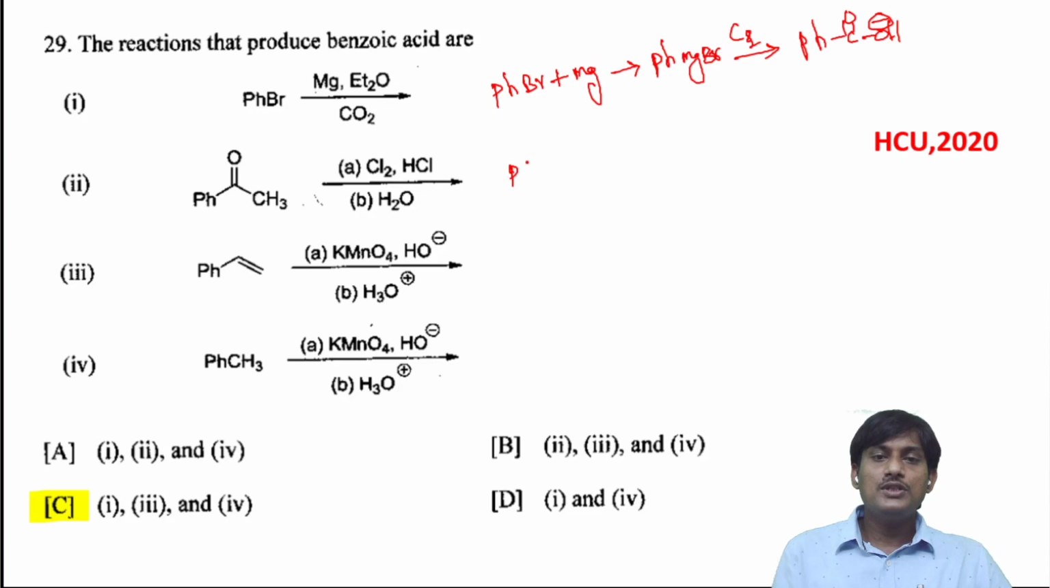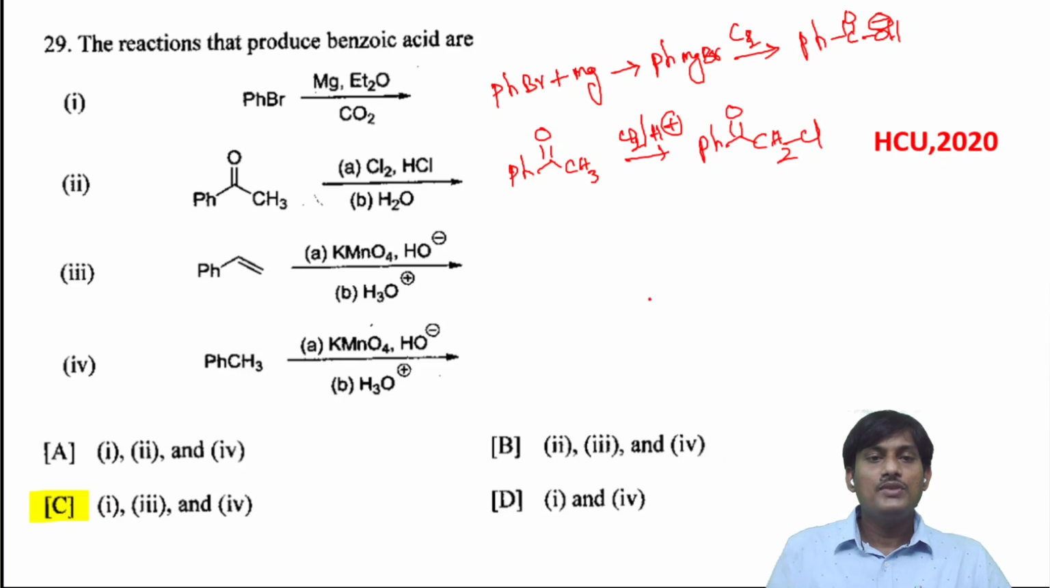And in the second case, when you treat PhC double bond O and CH3 with Cl2 in acidic condition, there is simply a chlorination at CH3. So there is a formation of CH2Cl. But if you change the acidic condition to basic condition, if in place of HCl you take OH minus, then there is a haloform reaction and there is a formation of acetate. But here the condition is acidic, so there is no formation of benzoic acid.